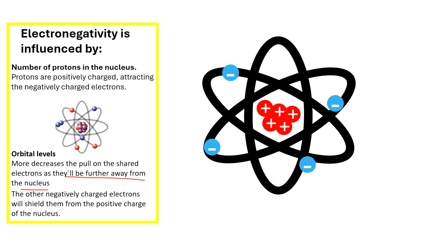The other negatively charged electrons will also shield them. So these electrons that were attracted here are going to act as a shield for future electrons that might want to come in. That's a horrible drawing, but you get what I mean.